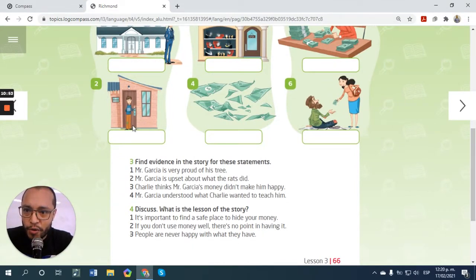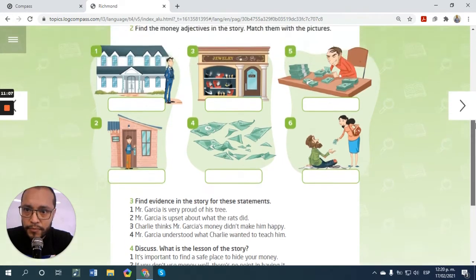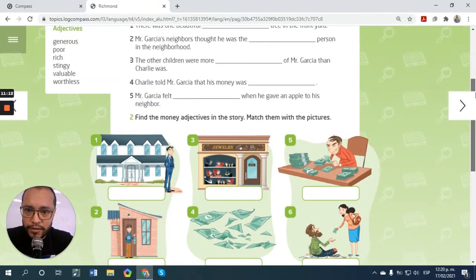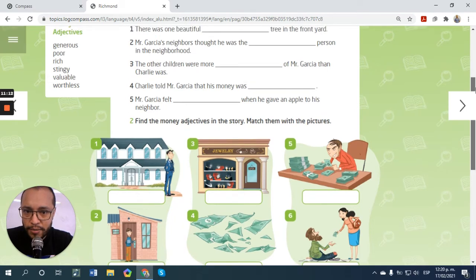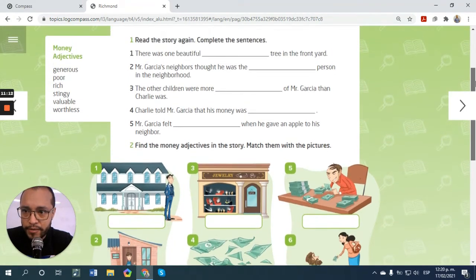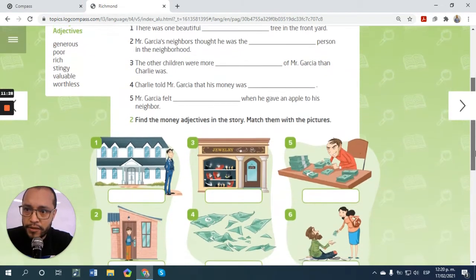Then number 2 shows a person which looks more humble than the one on the number 1. We have these broken bills, and we also have a person giving money to another person on the street. So we gotta look for those adjectives in the story. We gotta match them with the pictures. Yes. We have some money adjectives here, which are generous, poor, rich, stingy, valuable, and worthless. Yes. What do you think it goes here?